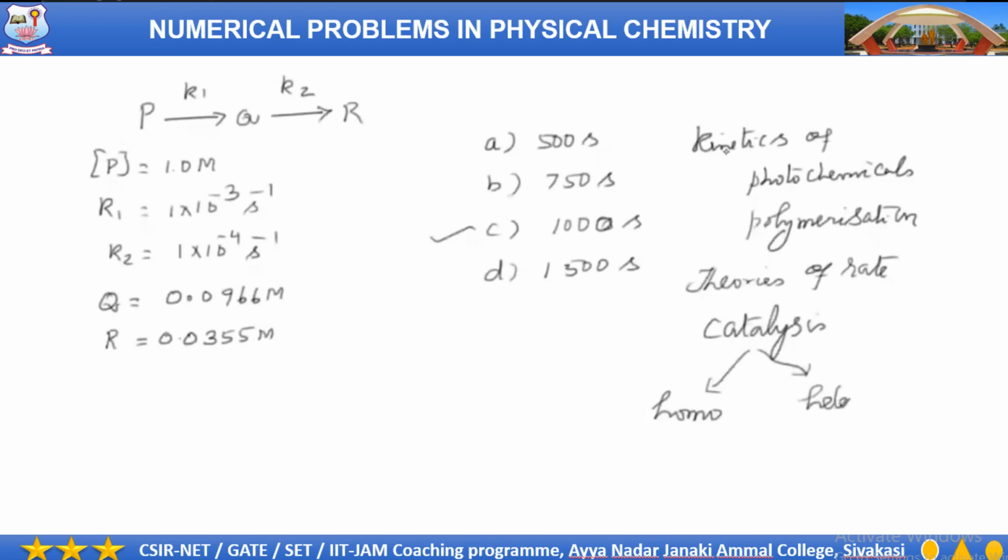In the homogeneous, especially, is enzyme catalysis, Michaelis, Menten, equilibrium constant. Enzyme is a constant, enzyme catalysis.